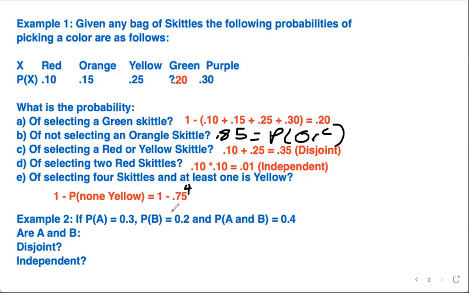Now, if they just want to take all the, I don't want to say fun out of it, but just do numbers, that's what example 2 is for. You're given the probability of A is 0.3, the probability of B is 0.2, and the probability of A and B is 0.4.